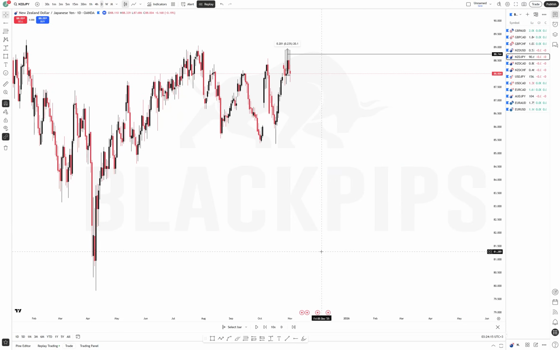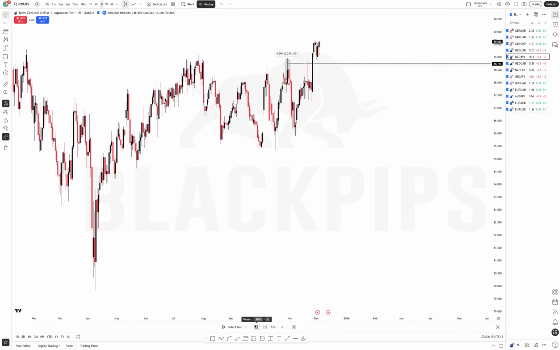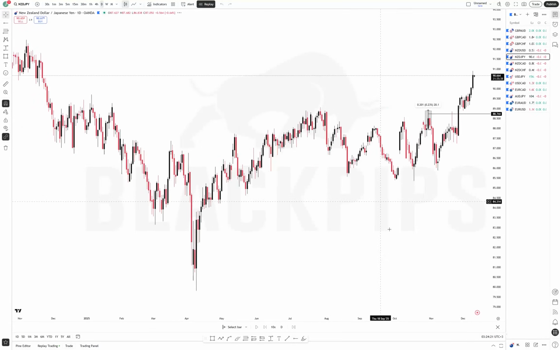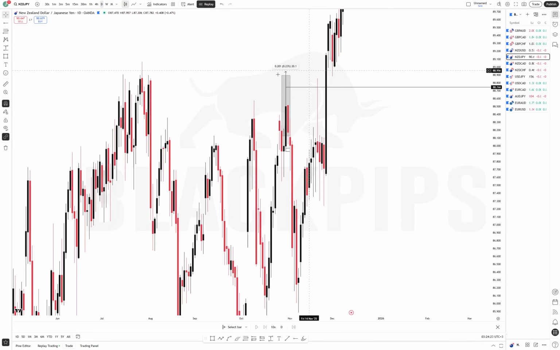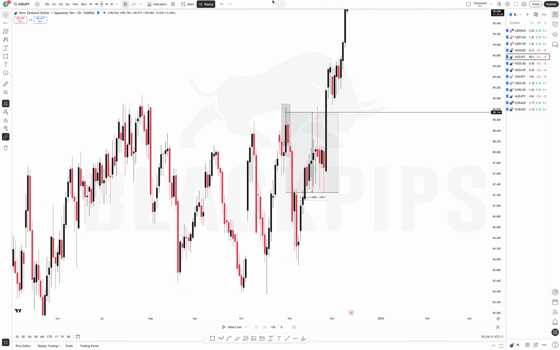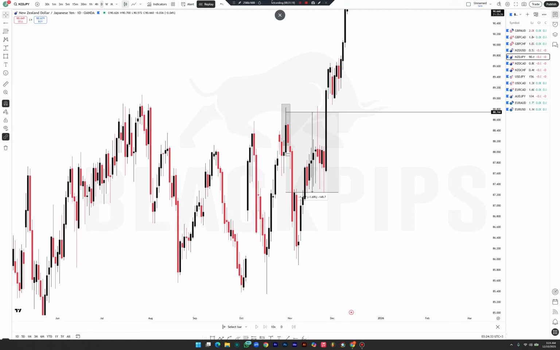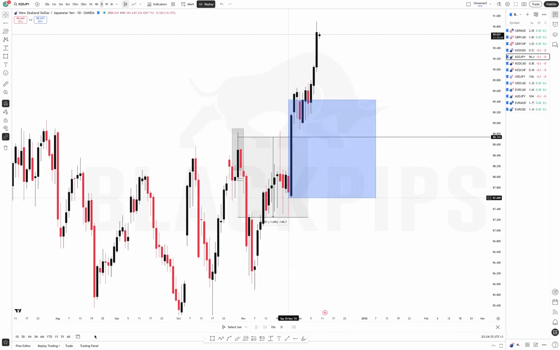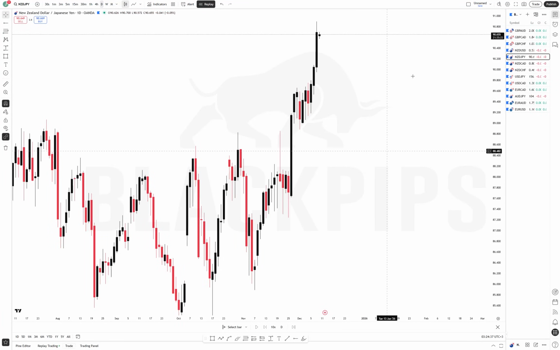So what the price did, the price came, took a while, and then came, took the entry, and then moved from this point. The stop loss was not hit, and then the price went about 150 pips. So that was how this NZD JPY was traded.